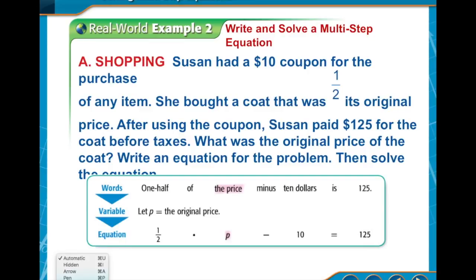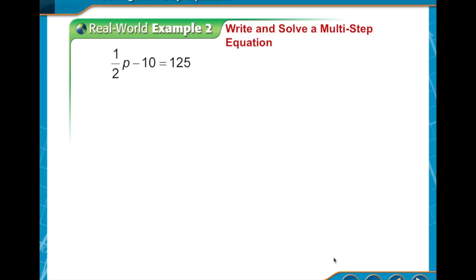So it's easy if you take it step by step. You circle the numbers that are important and then think about how they're used. So we know she paid half of the original price, and we know the number she paid was 125. That's what it equals. She also had $10 off, so let's just subtract 10. So that's where all this in our equation came from. So there's our original equation.